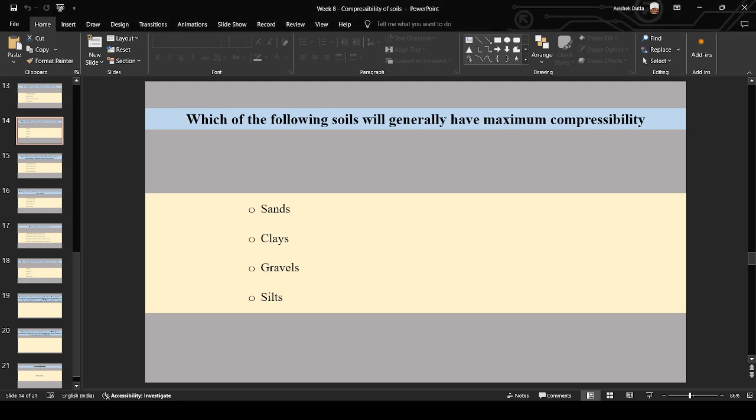Which of the following soils will generally have maximum compressibility? Sand, clays, gravels, or silts?